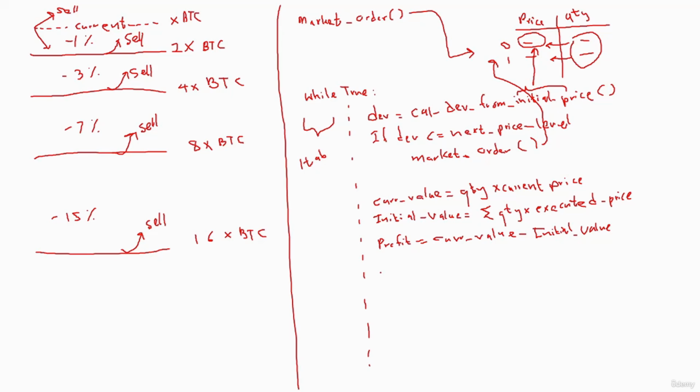If the profit is greater than or equal to our profit target, then I am going to sell all the orders in this data frame. Sell all. Then I want to exit this while true loop, so I am using a break statement to exit. Again we are running this code from the beginning.